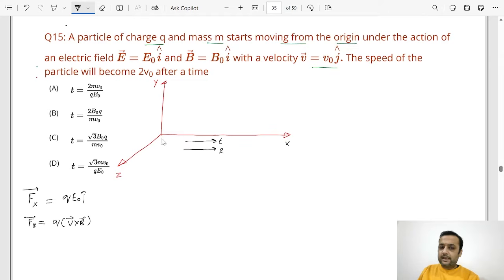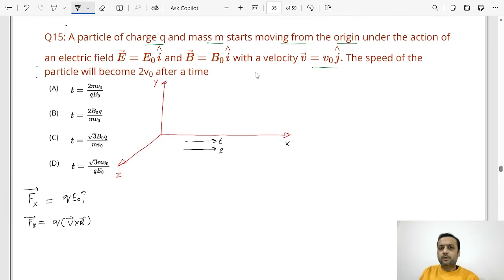Now electric force cannot act in the yz plane because the electric field is always along the x-axis, and magnetic force cannot come along the x-axis. This means the effect of both the fields are mutually exclusive. That means the electric field will act along the x-axis and impact the x-axis motion, whereas the magnetic field will impact the y-axis motion.